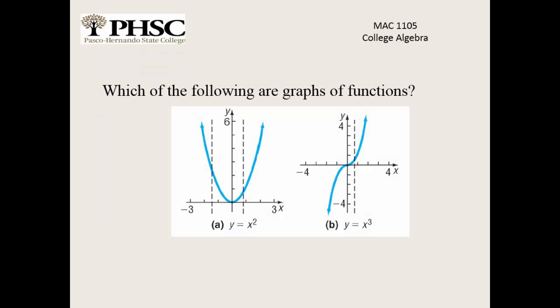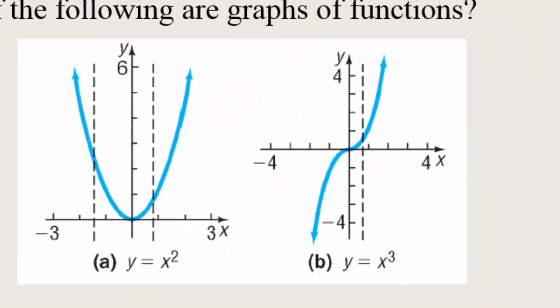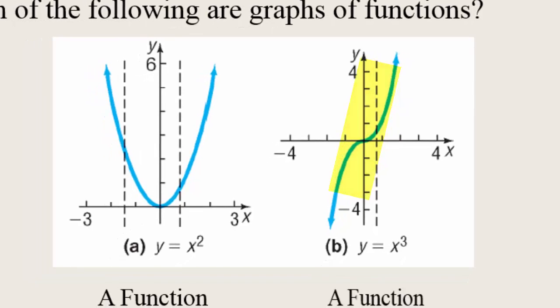So here we can see that we have the graph of two equations or two functions. So we're going to determine whether they're functions. The first one is y equals x squared, and the next one is y equals x to the third power. As you can see in A, there are two vertical lines, and they intersect the graph at only one point. So it doesn't intersect the graph at 2 points simultaneously. So therefore, A is a function, and B, you can see that also is a function.